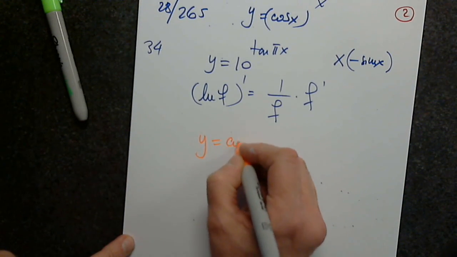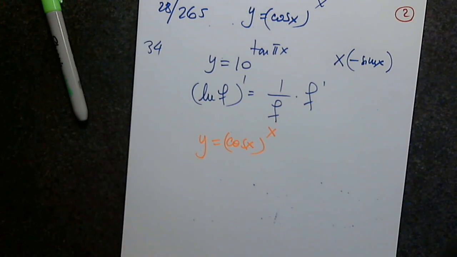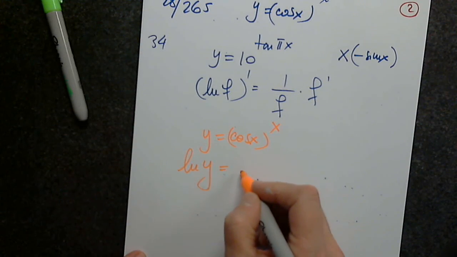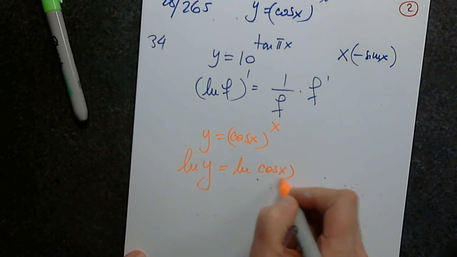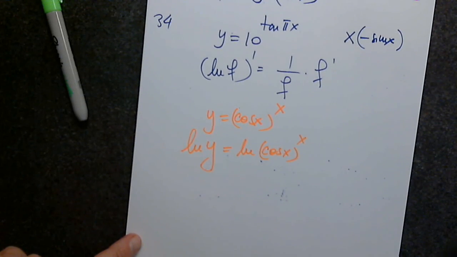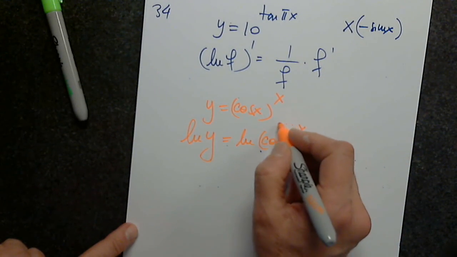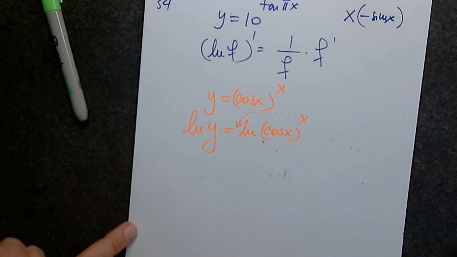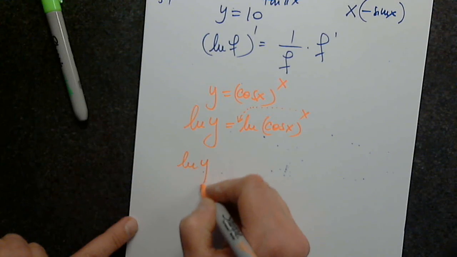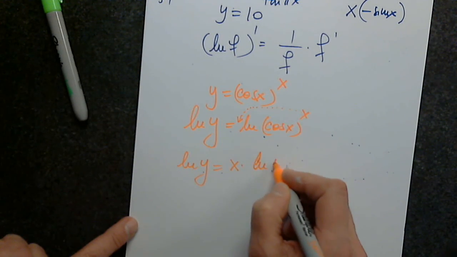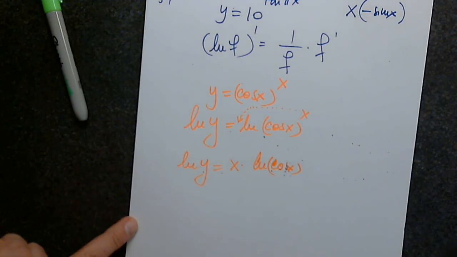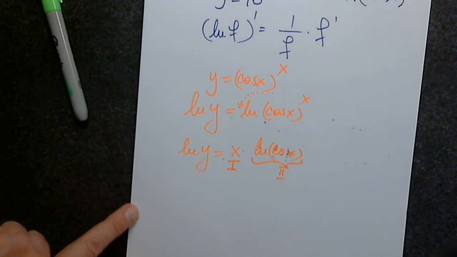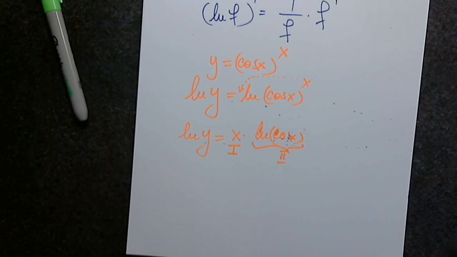So we have y equals cosine x raised to the x power. Agreed? We apply natural log. So let's take it slowly. Natural log applied to cosine raised to the x power. Correct so far? At this point, that is the whole purpose, to bring the x in front of natural log. So this is natural log y equals x times natural log of cosine x. Agreed? This is function 1, and this is function 2. So far, so good?